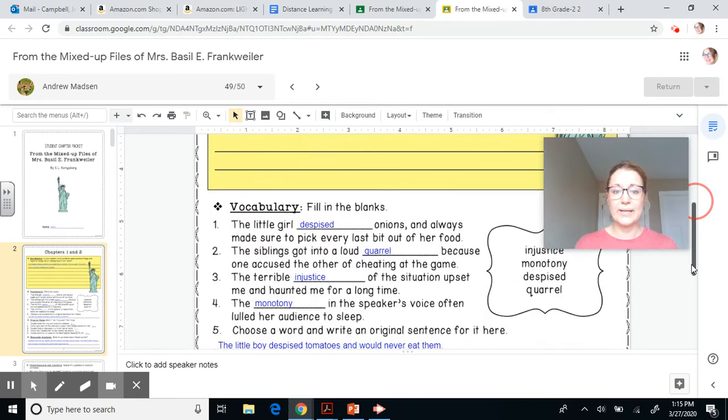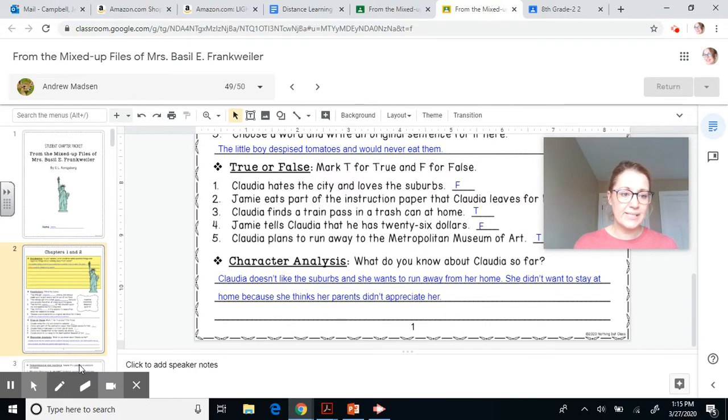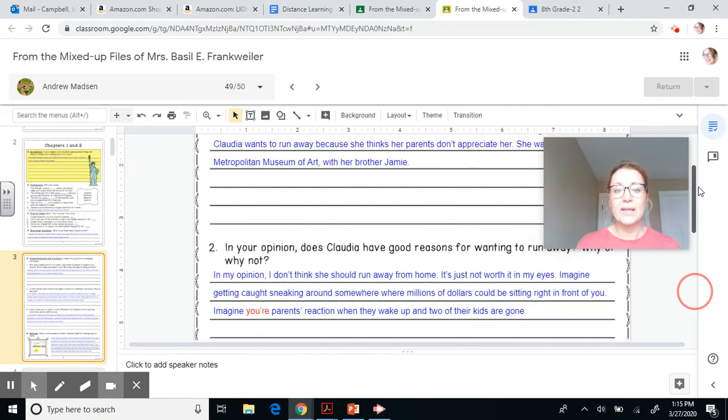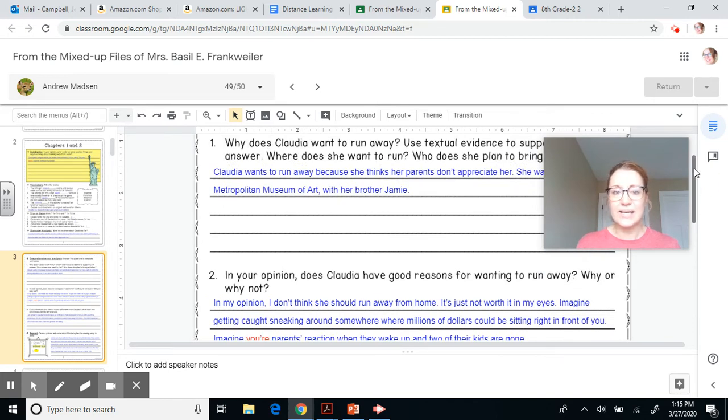So here's chapter 1. I'm going to click for my second page. This was chapter 2, second page, and kind of see what is expected. I see capitals. I see capitalization of proper nouns, punctuation. This is kind of what I am looking for in your responses.